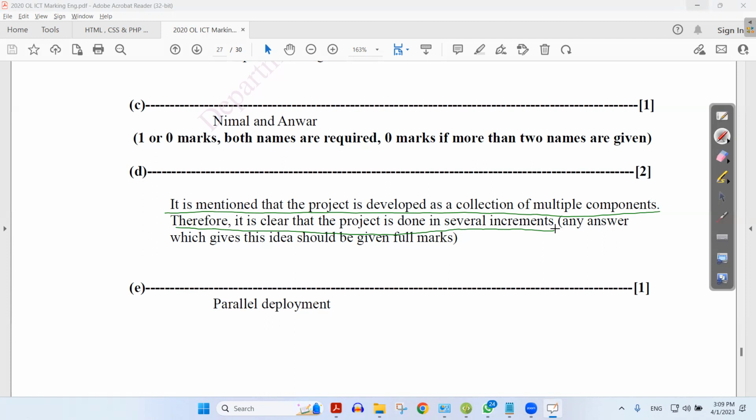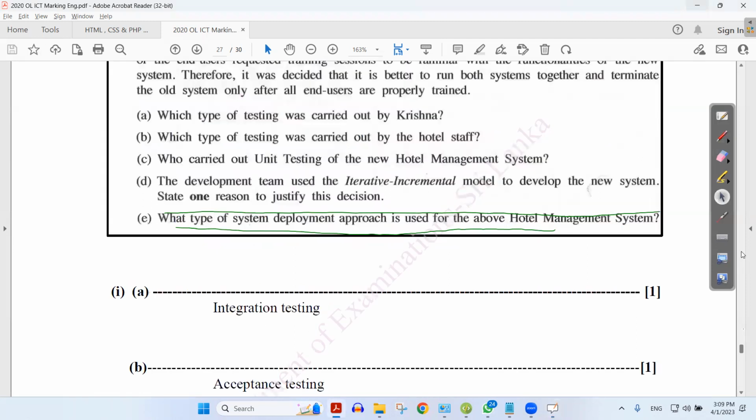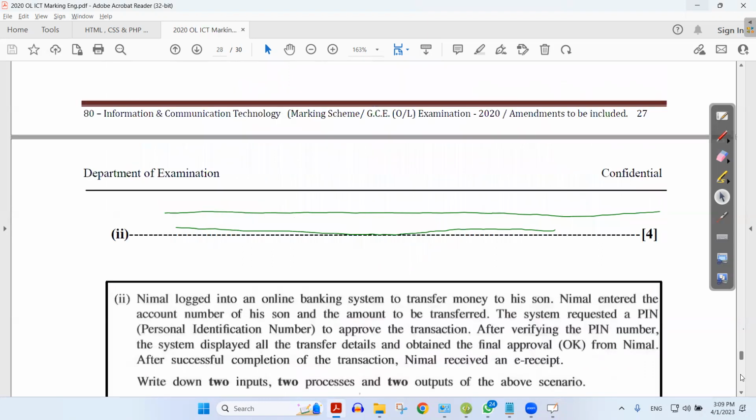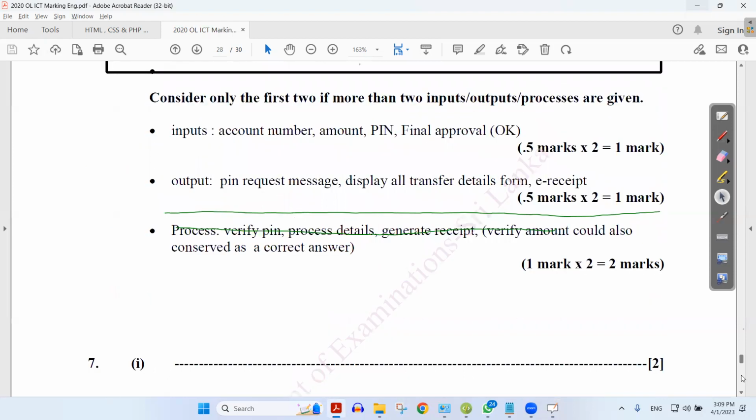And the last part, they ask which type of deployment technique they are going to use, which is the parallel deployment. Each and every question is getting 1 mark. Only part D has 2 marks inside it.